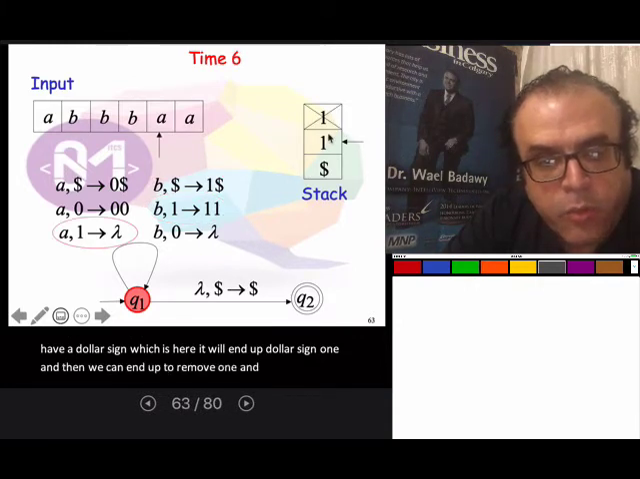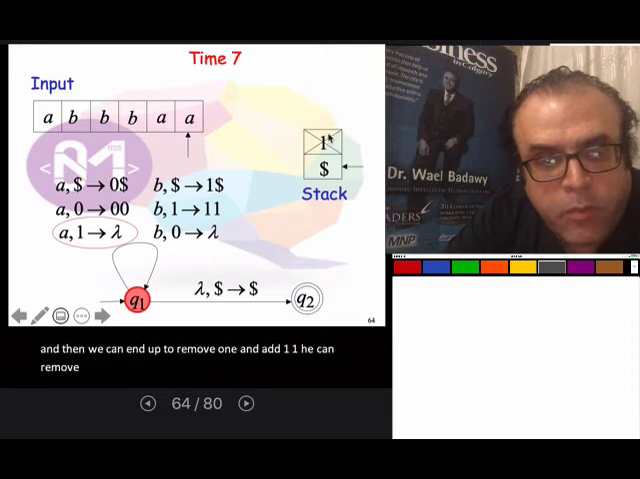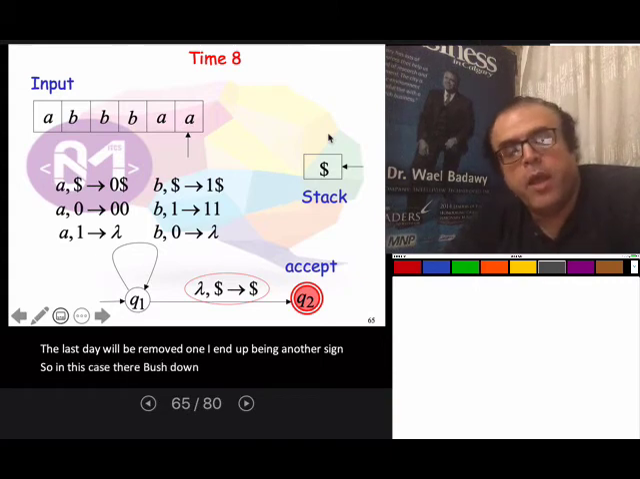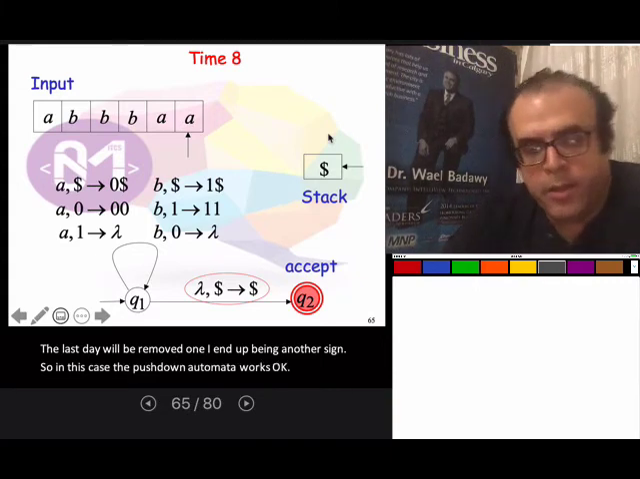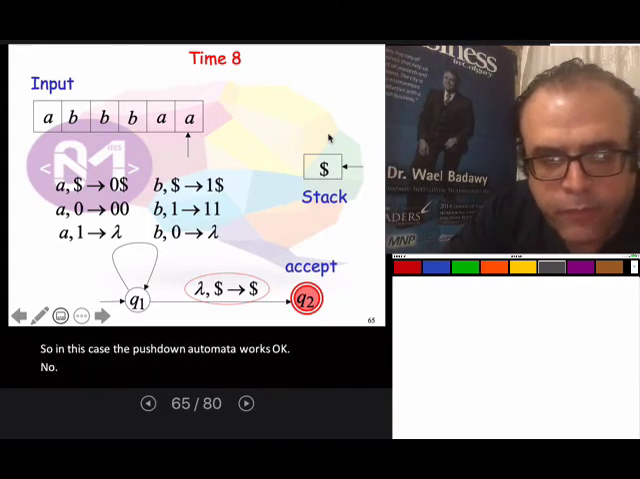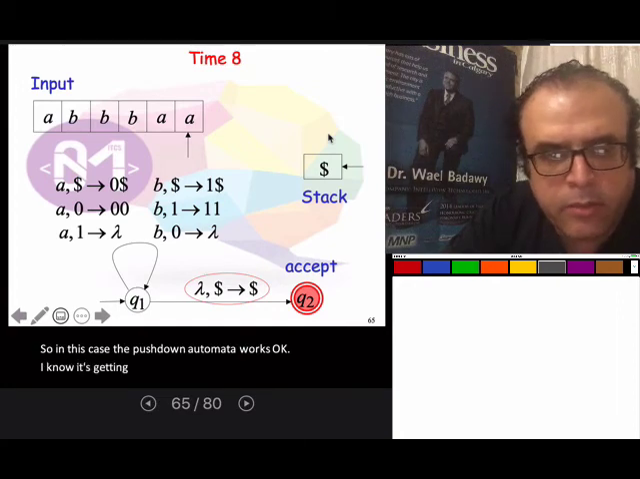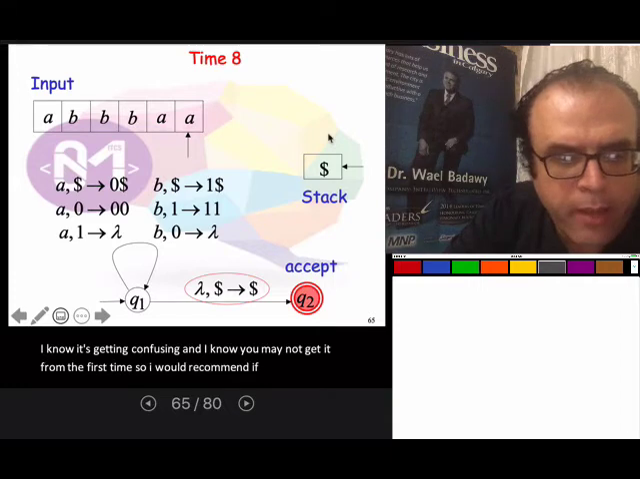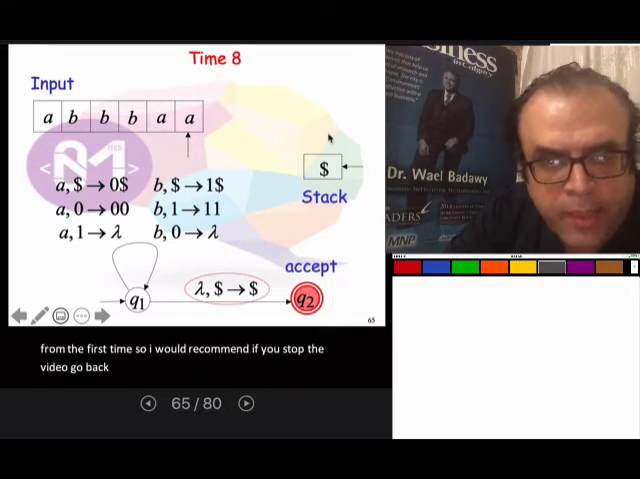A can remove 1. The last A will remove 1, and I end up with a $ sign. So in this case, the pushdown automata works. Okay. Now, I know it's getting confusing, and I know you may not get it the first time. So I would recommend that you stop the video, go back and review this example again.